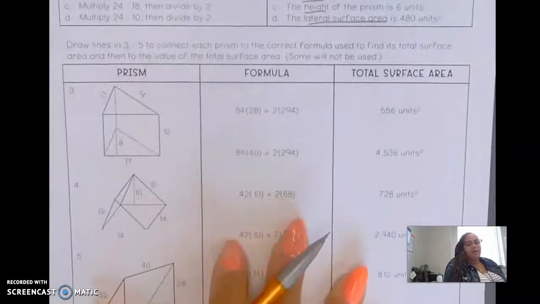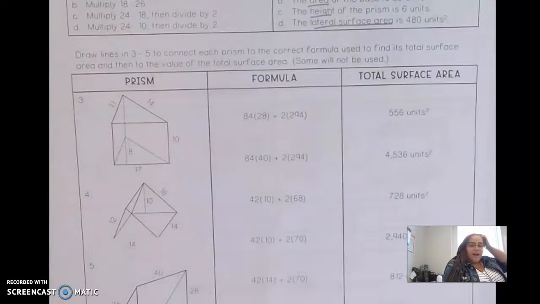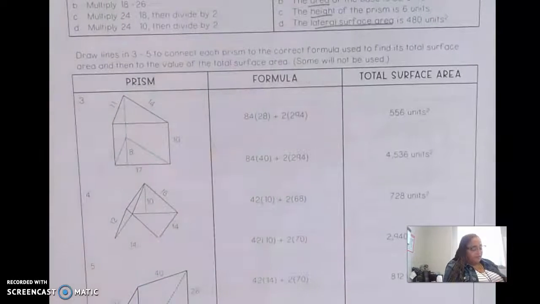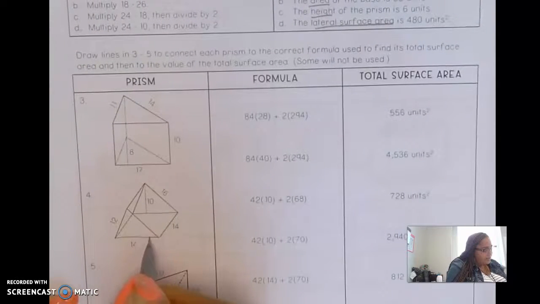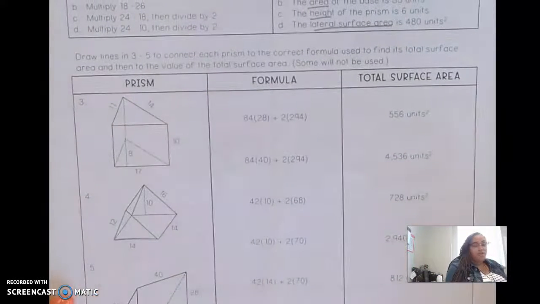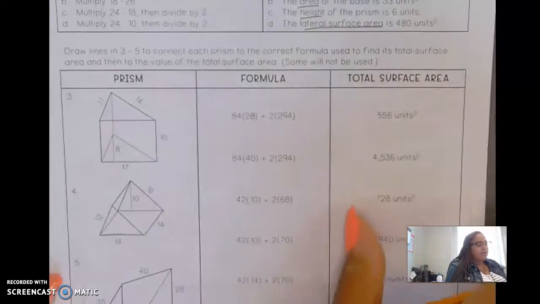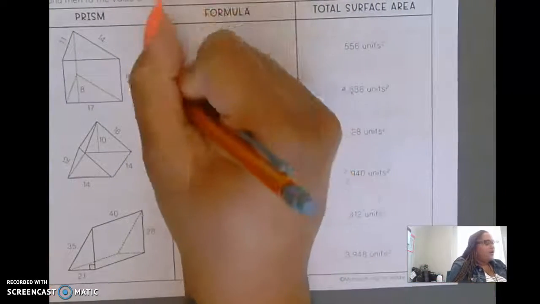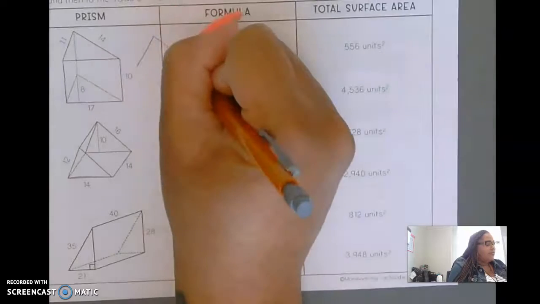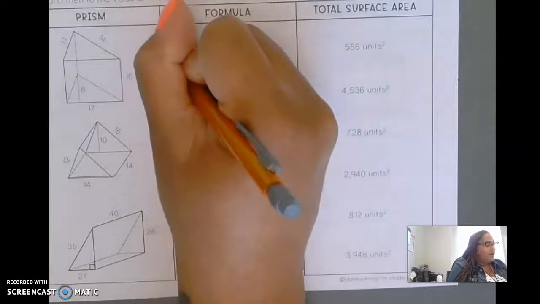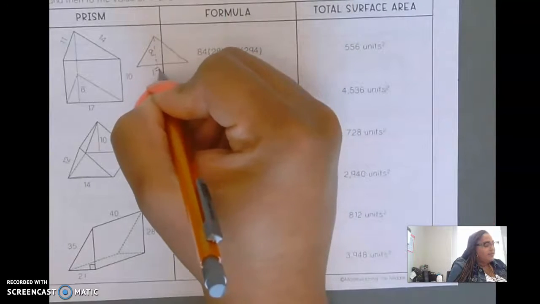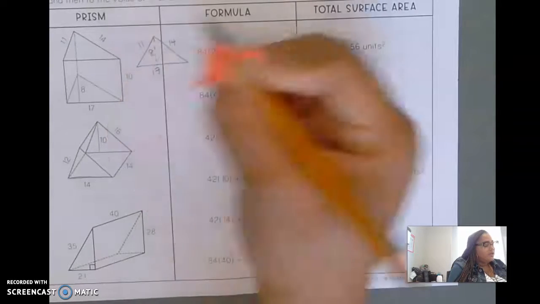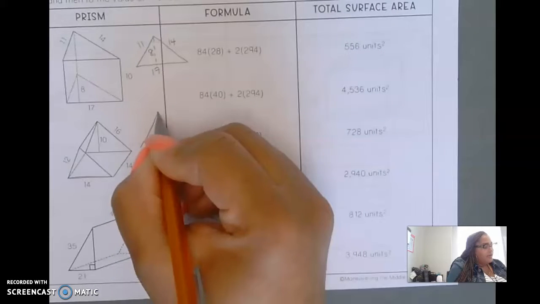All right, number 3 through 5. So these are asking for you to properly set up the formula and then calculate. Right here, I've got to close in my triangle so I can see my triangular base in its entirety. All right, so over here, let's draw my triangle. Dotted line for the height, which is 8. The base is 17. The slant is 14. The other slant is 11. Draw this triangle.